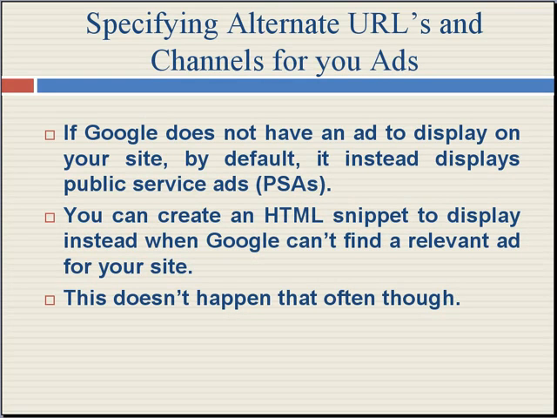Now, sometimes you'll want to specify alternate URLs and channels for your ads, and you'll want to do this when your website is in a market that Google is unable to find a lot of ads for. And if Google's not able to find an ad relevant to your site, they'll by default display a public service ad. Now, if you want to, you can create a little HTML code or whatever and replace that so that it'll display that if Google can't find a relevant ad.